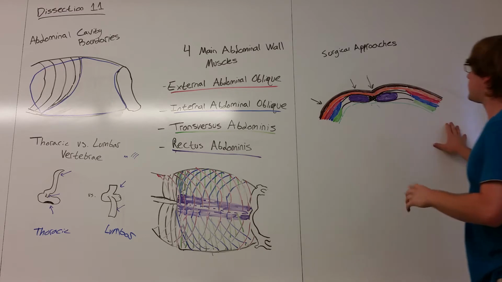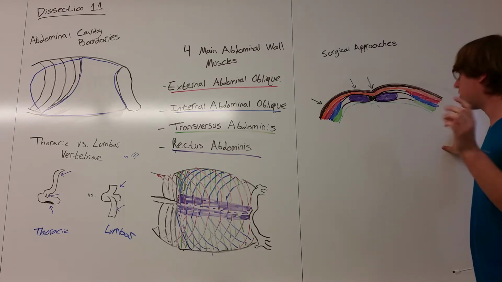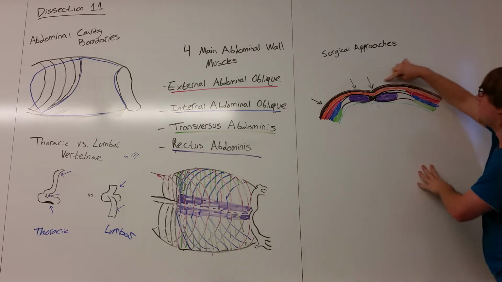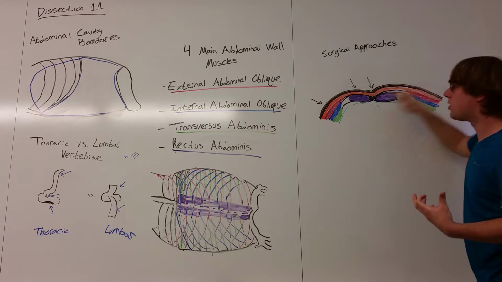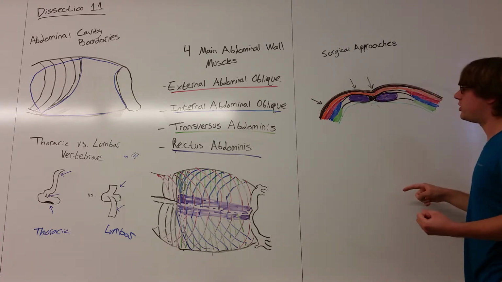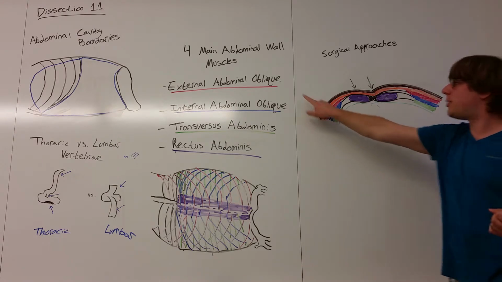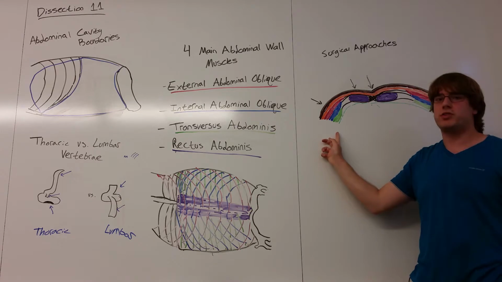Now let's look at this cross-section a bit more specifically and think about surgical approaches. Now, before we do that, let's orient ourselves. The superficial black line is our epidermis. The brown line is our dermis. Orange is subcutaneous connective tissue. Red is external abdominal oblique. Blue is internal abdominal oblique. And transversus abdominis is the green.